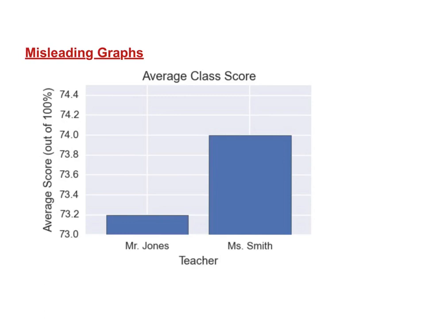It appears that the scores, the average class scores in Miss Smith's class compared to Mr. Jones' class is dramatically different, right? And I guarantee you there are people that will look at that and go, well, I want my child in Miss Smith's class because their kids do better. What's the average score in Mr. Jones' class? 70.2. What is the average score in Miss Smith's class?